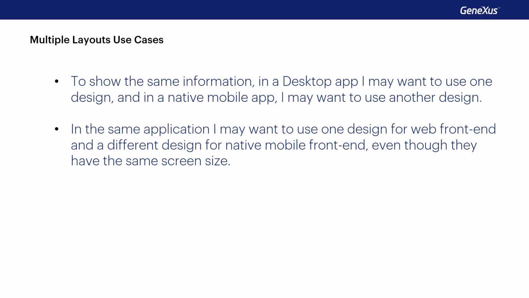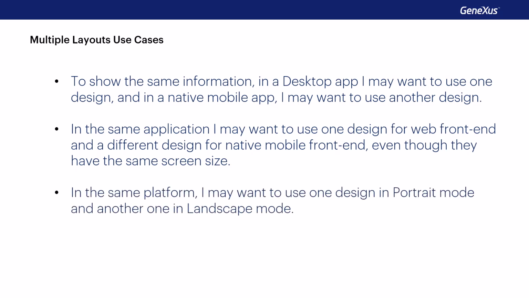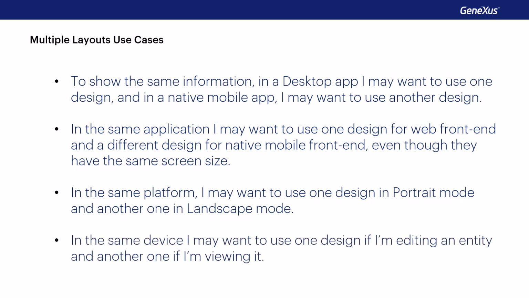In the same application, I may want to use one design for the web front end and a different one for the native mobile front end, even if they have the same screen size. On the same platform, I want to use one design in portrait mode and another in landscape mode. On the same device, I want to use one layout if I'm editing an entity and another if I'm viewing it.